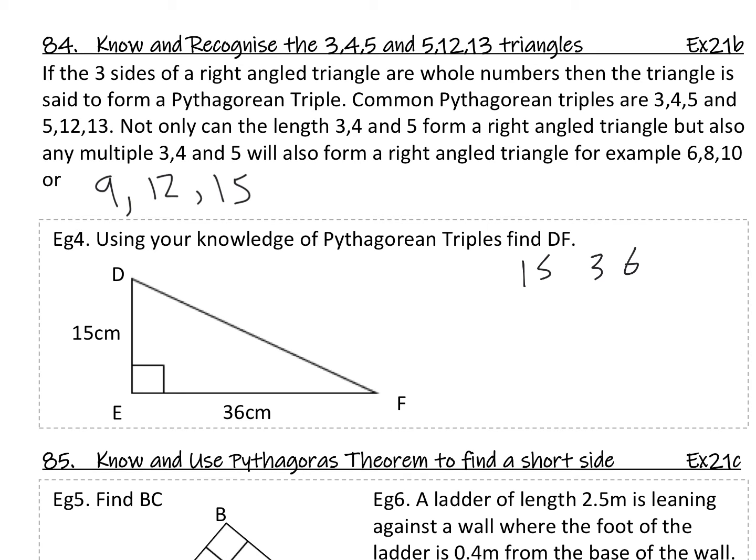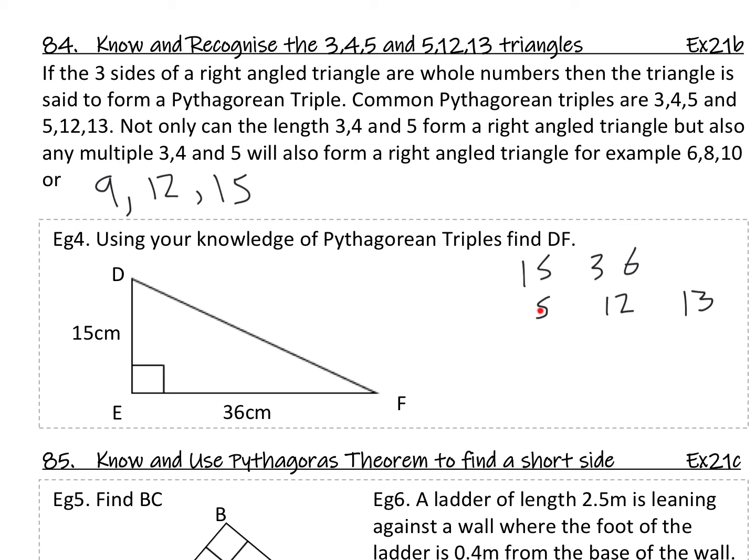I can spot there a factor of 3. If I divide 15 by 3, I get 5. And if I divide 36 by 3, I get 12. There is a Pythagorean triple 5, 12, and the hypotenuse is 13. So 5, 12, and 13.